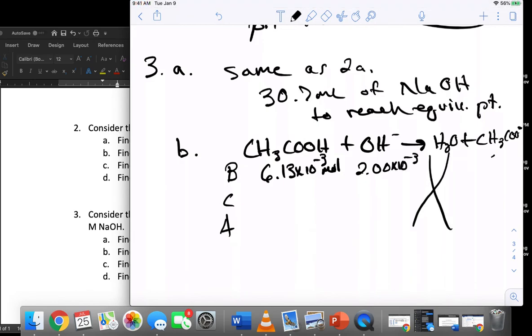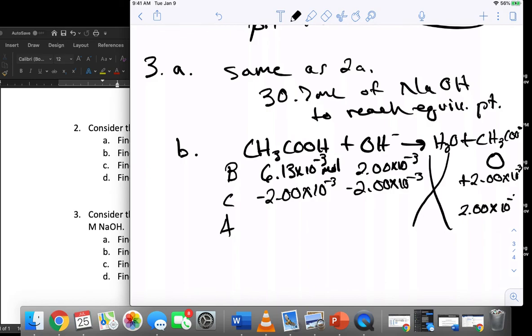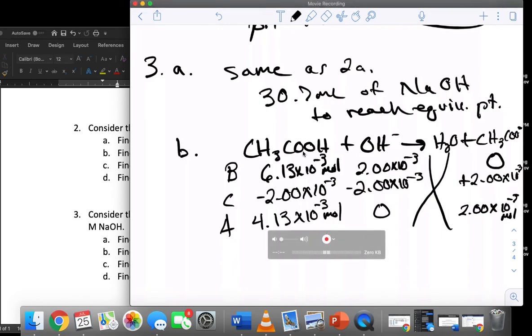I don't care about water, and I don't have any acetate yet. So minus 2.00 times 10 to the minus 3 for my change on my reactants, same as before. Plus that amount for my products, and this will be important this time. Last time we got away with ignoring that because our product was just a neutral salt. That is not the case this time. So I get to the after part of my BCA table, having started with the weak acid, and I find that I have about 4.13 times 10 to the minus 3 moles of acetic acid and 2.00 times 10 to the minus 3 moles of acetate, the conjugate base.